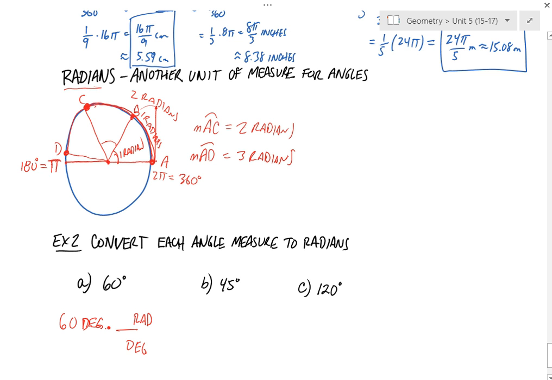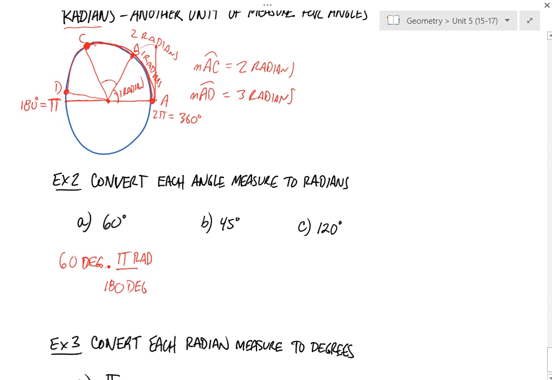Now we know that 180 degrees is the same as pi radians. And so now the degrees cancel. I have 60 over 180, which is 1/3. So that is pi over 3 radians. So 60 degrees is the same as pi over 3 radians. Okay, let's do the same thing with 45 degrees.